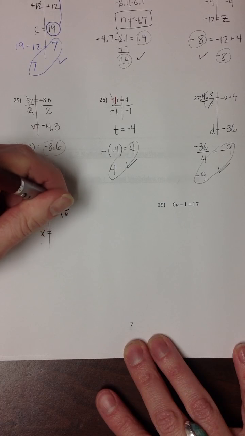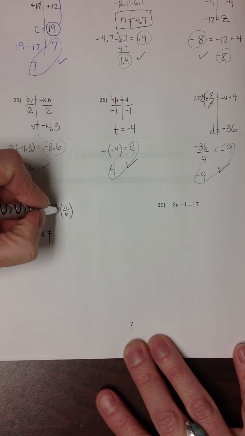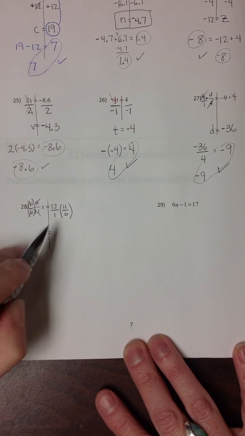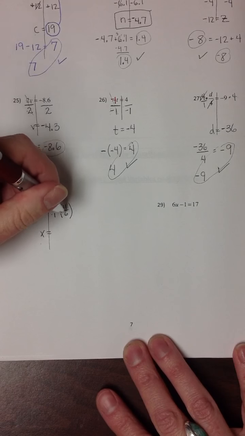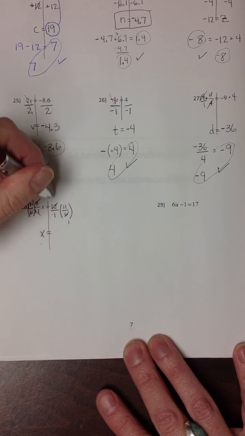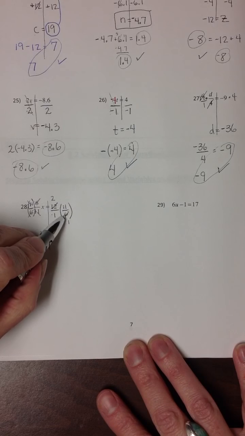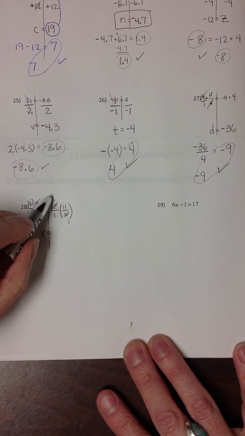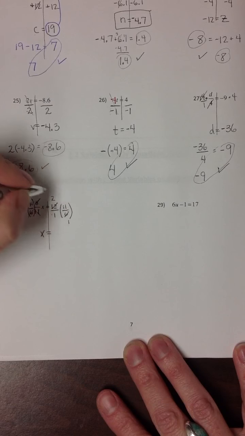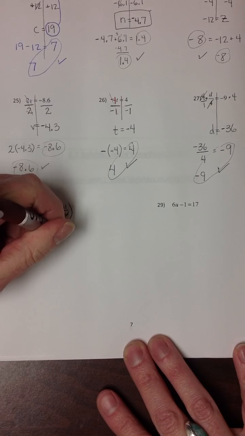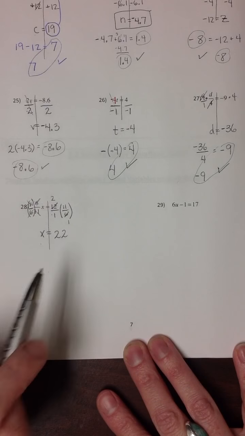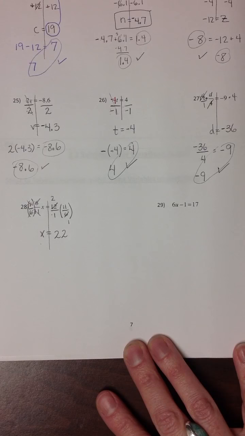Multiply by 11/6. So in order to do that, I put a 1 under the 12, and then I look for ways to reduce. 6 will go into 6 once and into 12 twice. So my final answer is 2 times 11 over 1. And since I don't need the 1, x is simply equal to 22.